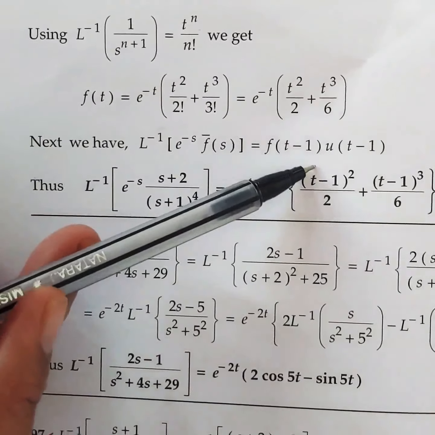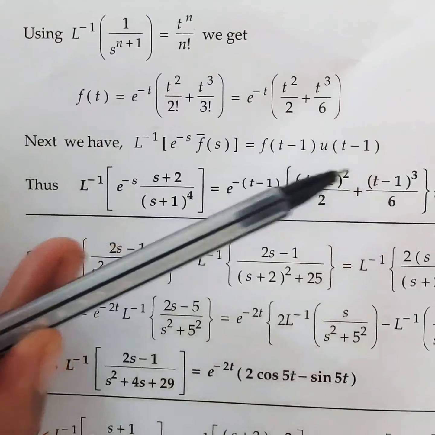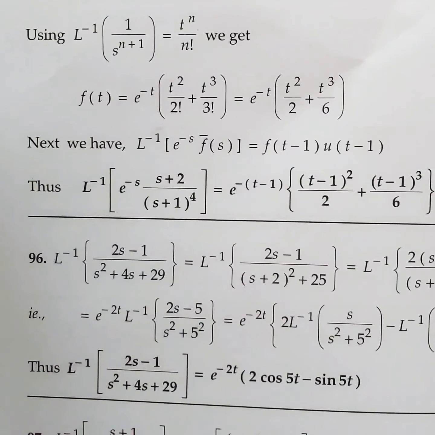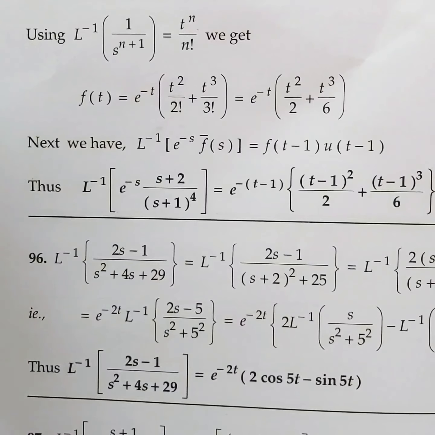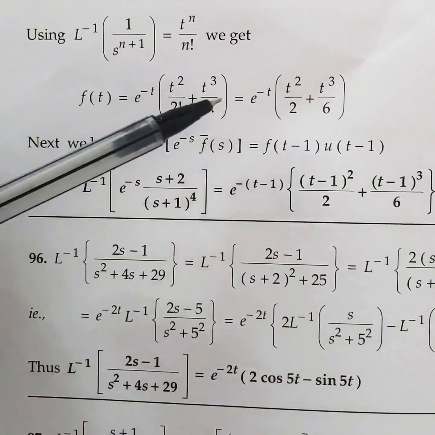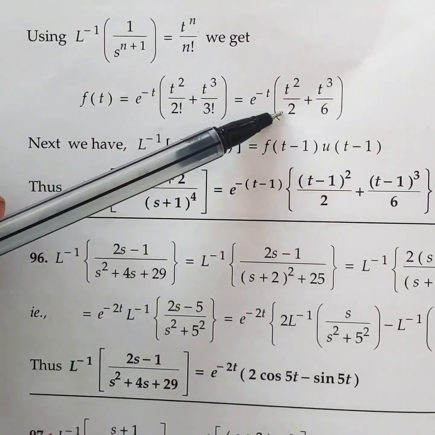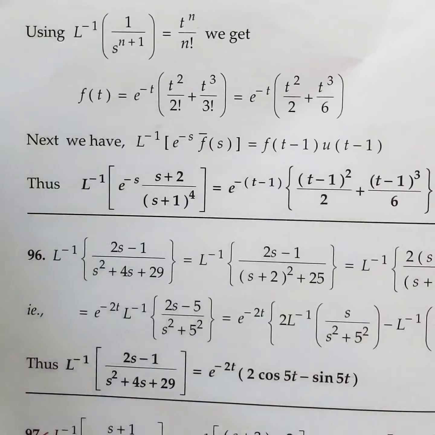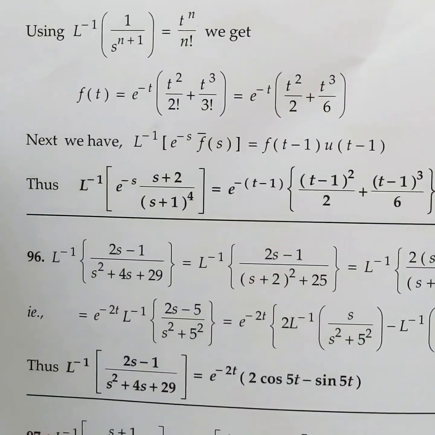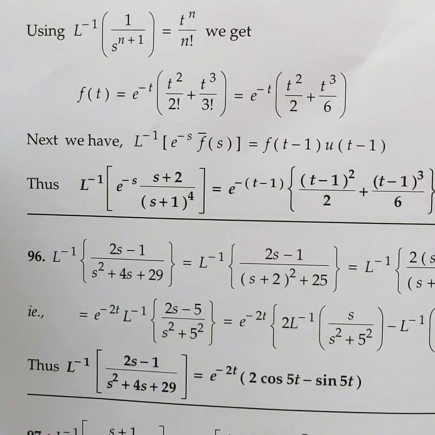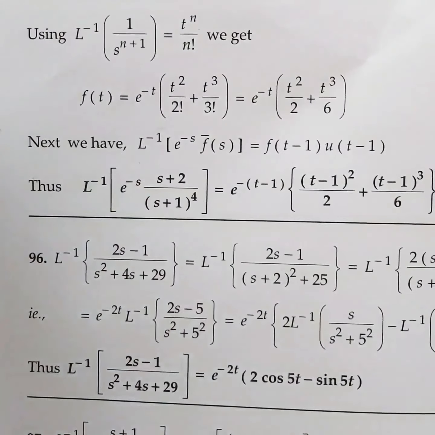So that is why t minus 1 u of t minus 1. Okay. So we are finally replacing the values, that is changing t to t minus 1. So we have e power minus of t minus 1 the whole square by 2 plus t minus 1 the whole cube by 6 into u of t minus 1. So whenever you see e power something in the question, leave that e power term, find the inverse for the leftover terms, and finally use this unit step function formula.